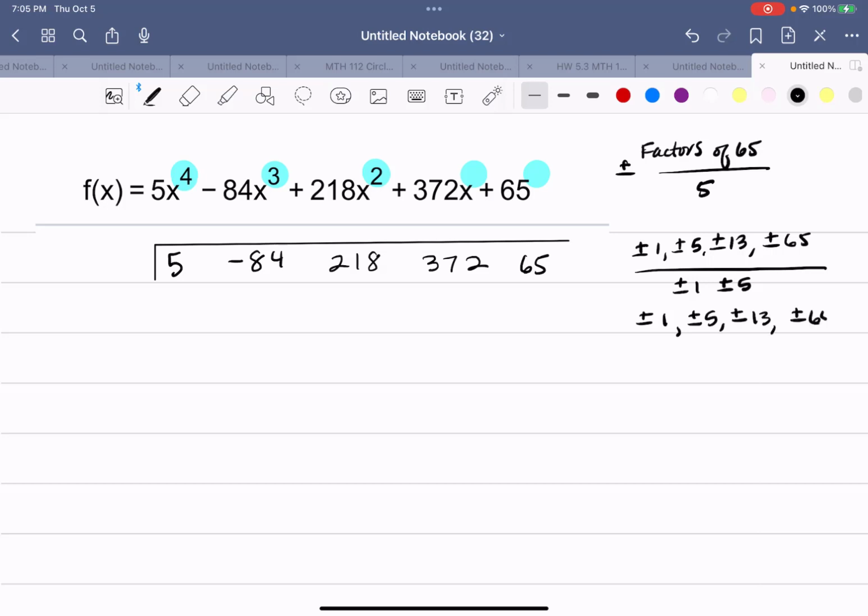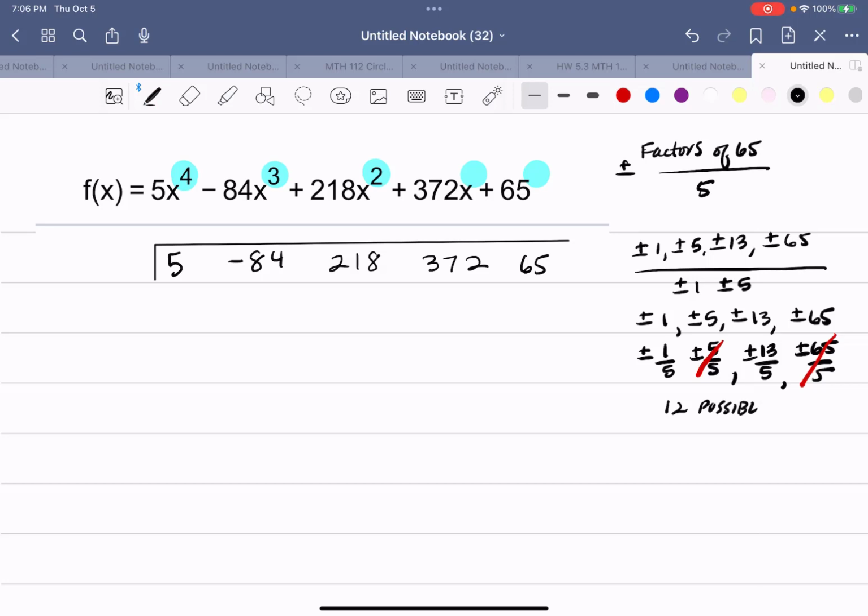plus or minus 65. But now we have to put them over 5, plus or minus 1/5, plus or minus 5 over 5, which is 1, so we don't need to list that one. Then plus or minus 13 over 5, and plus or minus 65 over 5, which is actually 13, so we don't need that one either. But we do have 2, 4, 6, 8, 10, 12 possibilities.